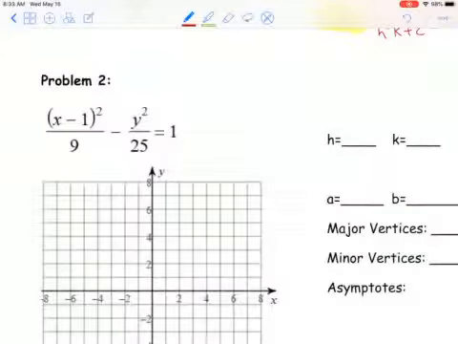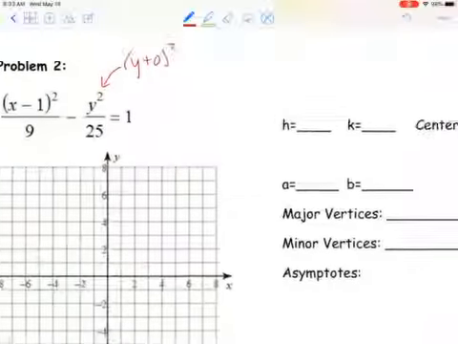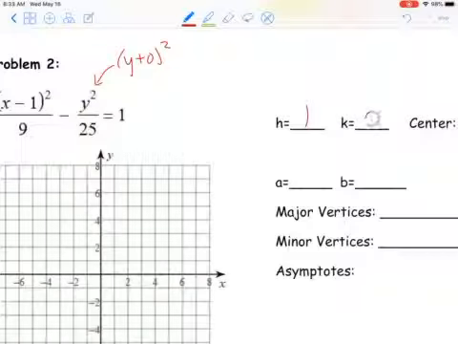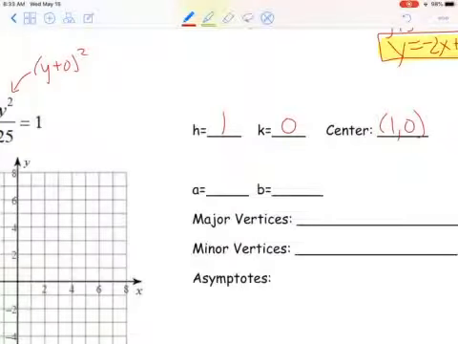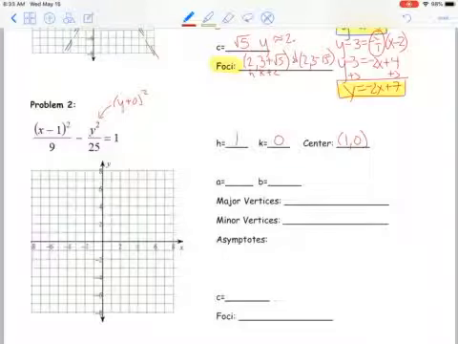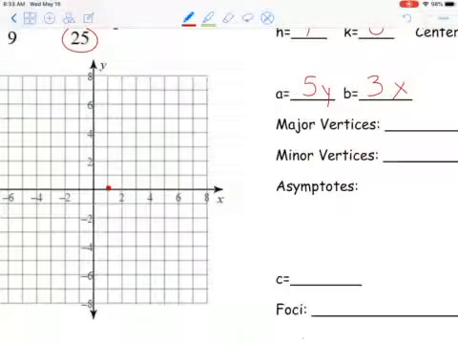If you see an equation that doesn't have a parentheses, you can always throw a plus 0 in. So the center here is going to be 1, 0, okay, from x and y. So right here, my a and b, look at the bigger one for a, and that's in the y direction because of that. B is 3 in the x direction, so I'm going to go ahead and count those. So we've got that guy and that guy, and we make that box.